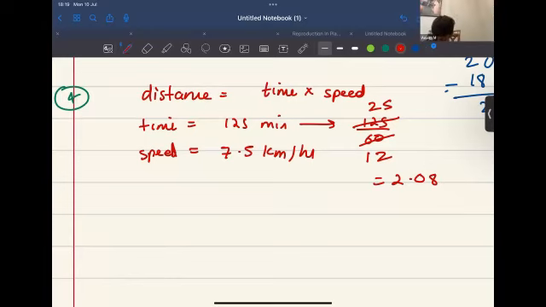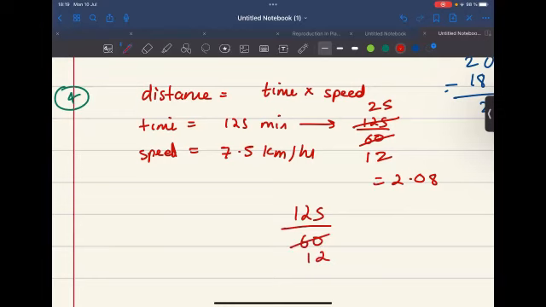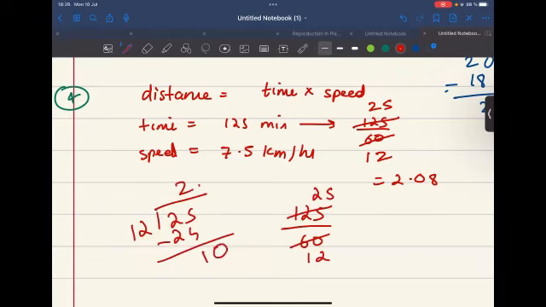Can you do the division once again? Yes. Division, okay. So 125 by 60. We know that 12 fives are 60 and 25 fives are 125. So do this if you want. So 12 ones are 12, 12 twos are 24. It's going to be a 0, and put a point, add a 0 over here. So what are 12 eights? 96. It's like that. Got it?